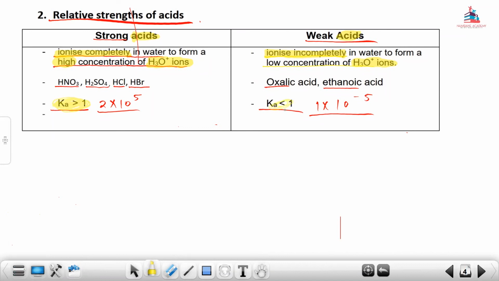The value will be given to you, because there will never be a point where the examiner asks you to calculate the Ka value. The Ka value will be there. And the question will be, classify the following acid as weak or strong. Then you check if my Ka is greater than 1, then it basically says to me that should definitely be a strong acid.